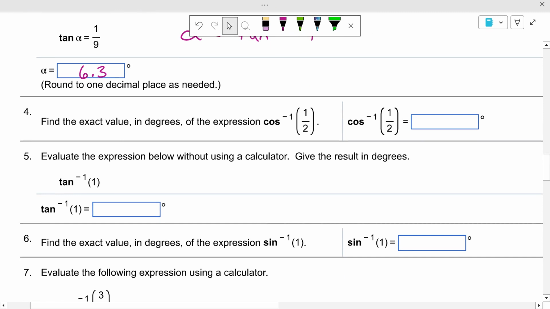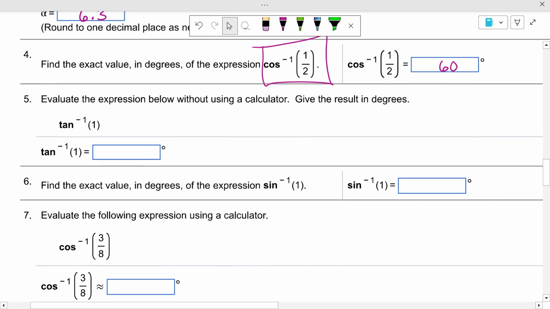Now, these you can do without your calculator. You can do it on your unit circle. Where on the unit circle is the cosine equal to 1/2? How many degrees? Where on the unit circle is cosine 1/2? Between 0 and 180? 60 degrees. The x value is 1/2.